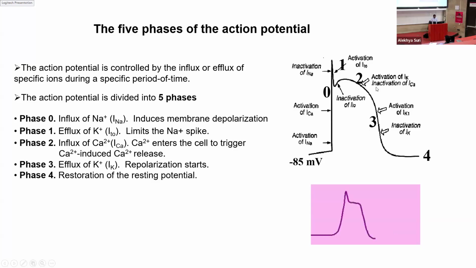And then phase 2 is the influx of calcium. That's where the calcium enters into the cell to activate the muscle contraction. Then phase 3 is the efflux of potassium, which is the repolarization step. And phase 4 is the restoration of the resting membrane potential. So it goes to the complete resting membrane potential. Okay. So these are all the 5 different steps. This kind of action potential develops in the working cardiac myocytes and not in SA nodal cells or in AV nodal cells. Okay.